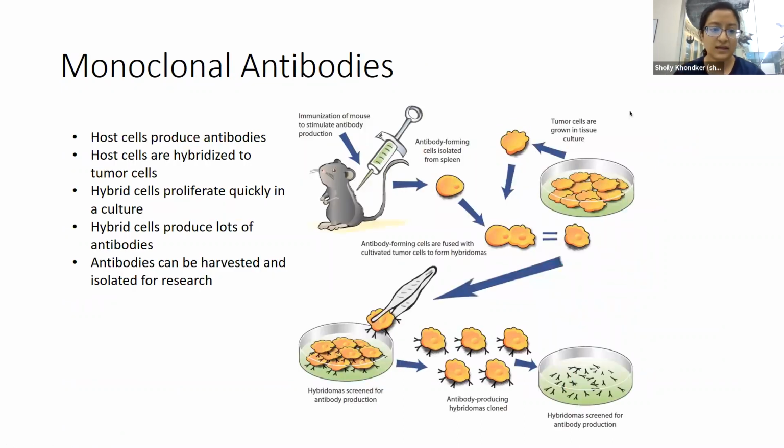The process by which these antibodies used in immunodetection assays are generated is that there are host cells which are stimulated to produce antibodies. These are usually done in small animals such as mice and rabbits. These host cells are then hybridized to tumor cells. These hybrid cells then proliferate quickly in culture to produce a large number of antibodies, and the antibodies are then harvested and isolated for research.